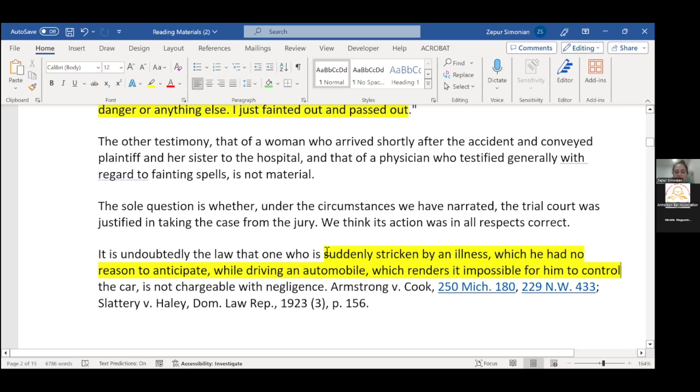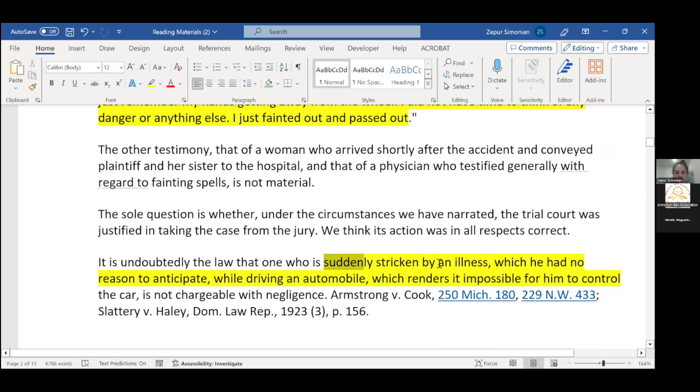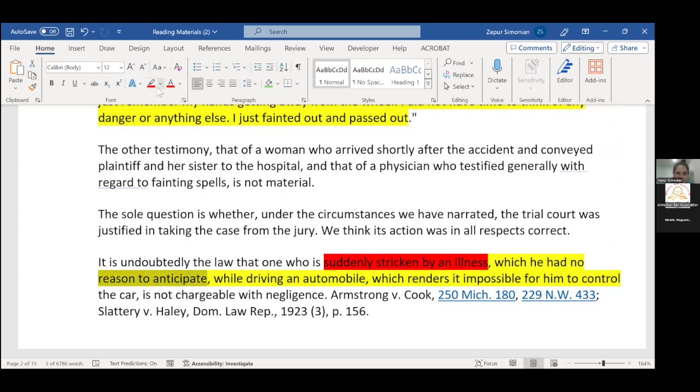So the key thing, and again, if you look at these facts, it matches up perfectly with these elements. One, is it sudden? Two, is there reason to anticipate? And three, is it impossible to control? And that impossibility to control is at the heart of whether or not something is voluntary. But the court has gone a step further and said, look, it's not voluntary if it's sudden and the person has no reason to anticipate. Meaning, do you have knowledge or not?